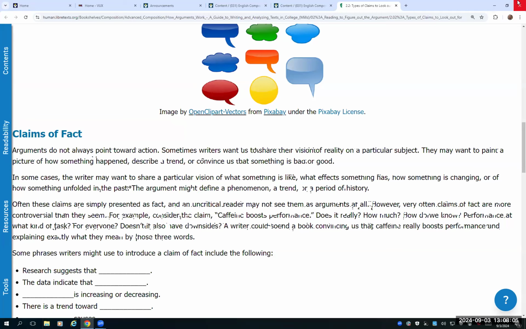Where did the data come from? Can you trust it? Something is increasing or decreasing. There is a trend toward something. Something causes something. Something leads to something. All of those are claims that may be up for debate. And the type of claims they are, claims of fact.